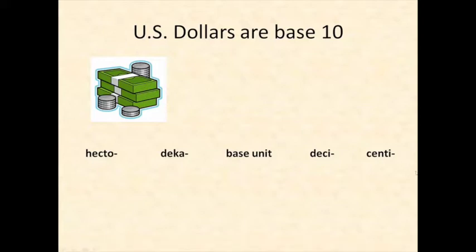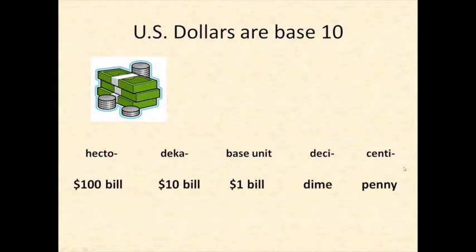So imagine that as a base unit, we had a $1 bill, and $10 would be called a decadollar because deca means 10. $100 would be called a hectodollar because hecto means 100. And if you go smaller, a tenth of a dollar is a dime, and a hundredth of a dollar is a penny.